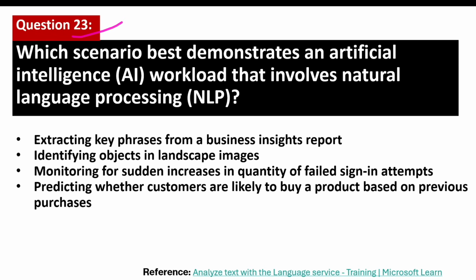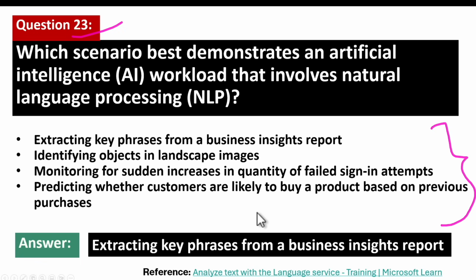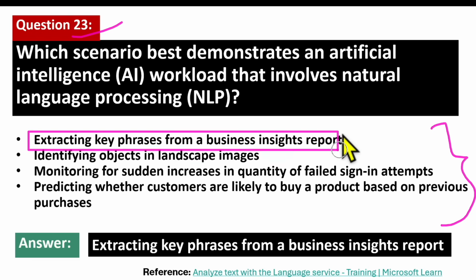Which scenario best demonstrate an artificial intelligence workload that involves natural language processing or NLP? Let's go through these options available and see if you can come up with the right answer. The correct answer is extracting key phrases from a business insights report. Extracting key phrases from text to identify the main terms is a natural language processing workload. So, first, let's understand what is natural language processing or NLP.